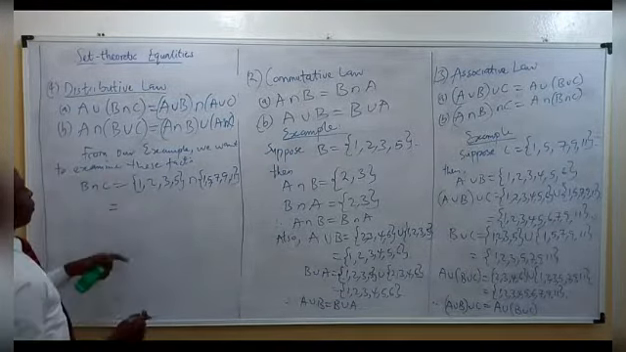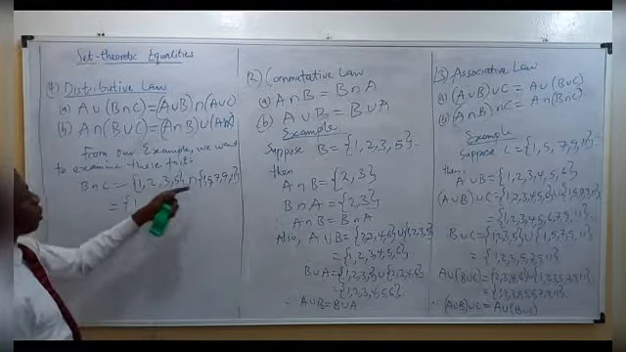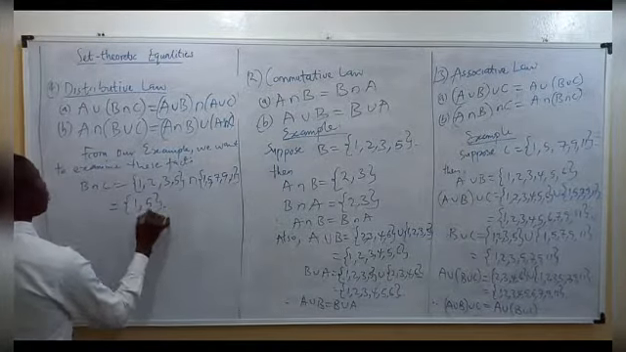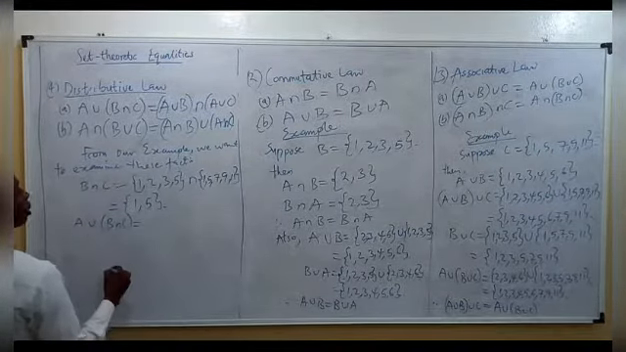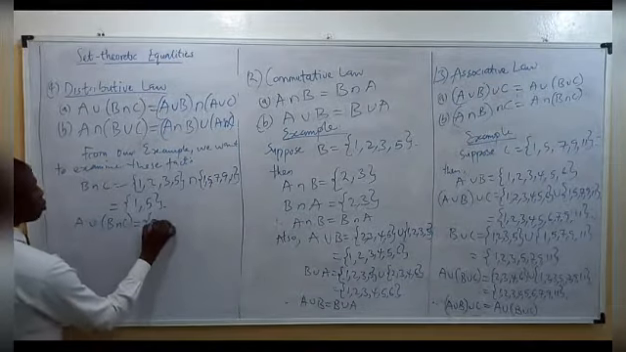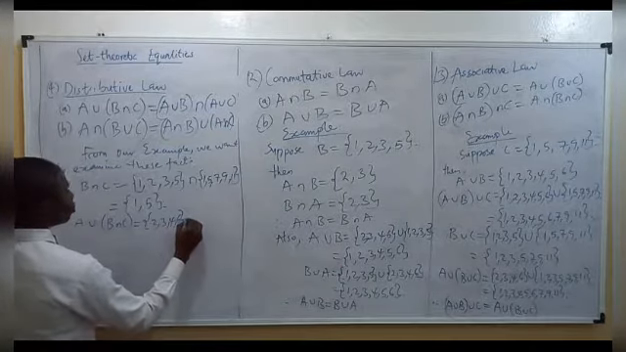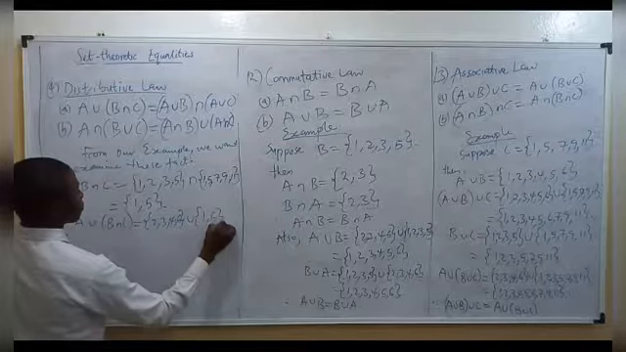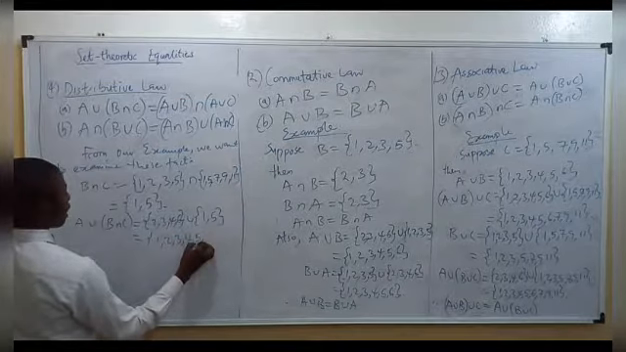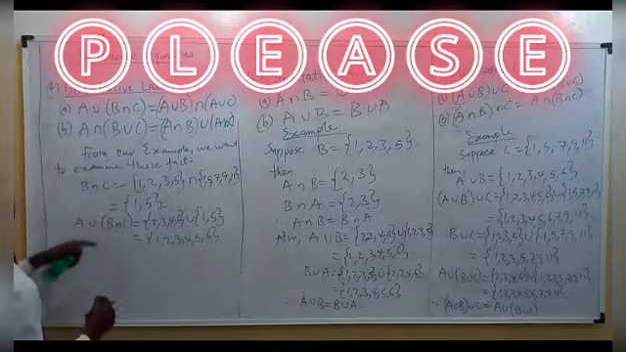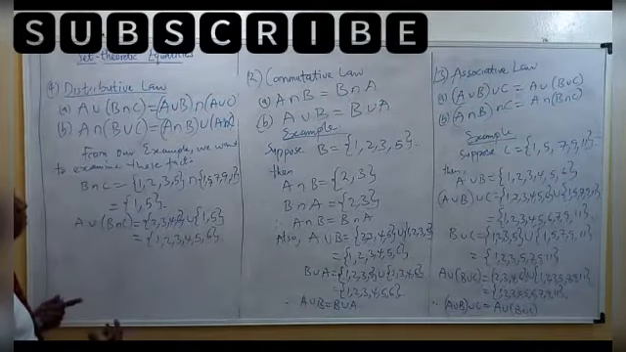So let's see. One is common, right? Two, three, not common. Then five. So one and five are the common elements. Now, A union B intersection C will give us, our A is 2, 3, 4, 6, union 1, 5. So this will give us 1, 2, 3, 4, 5, 6. Good. Now, that's our left hand side. Let's see the right hand side. We are going to get the same thing.